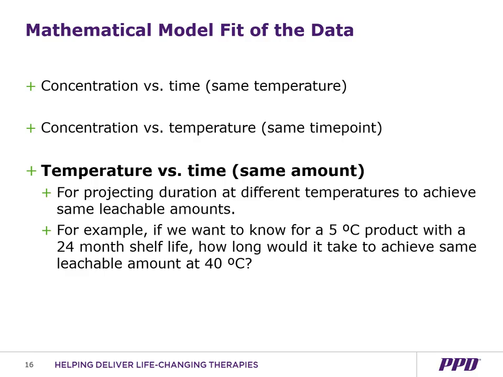Lastly, we will look at duration projection, looking at different temperatures across a constant concentration. So if we wanted to know for a 5 degrees product with a 24-month shelf life, how long would it take to achieve that same leachable amount at 40 degrees C?